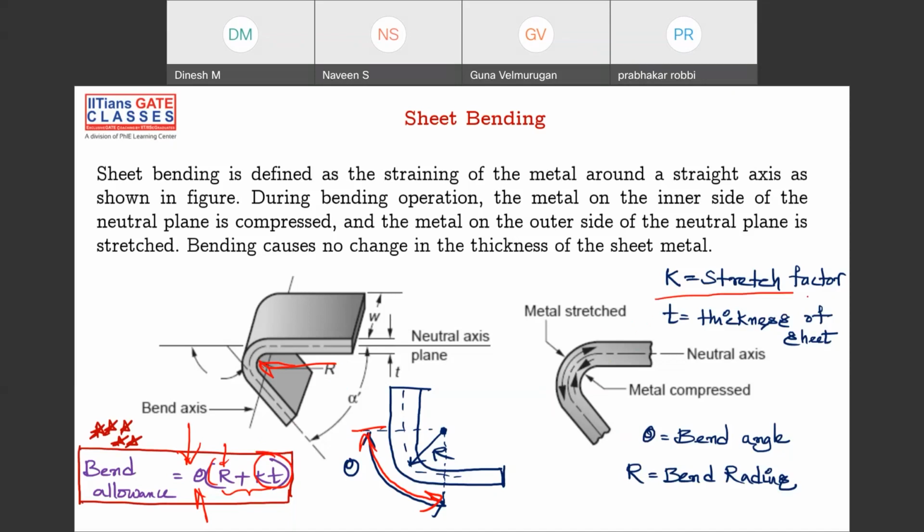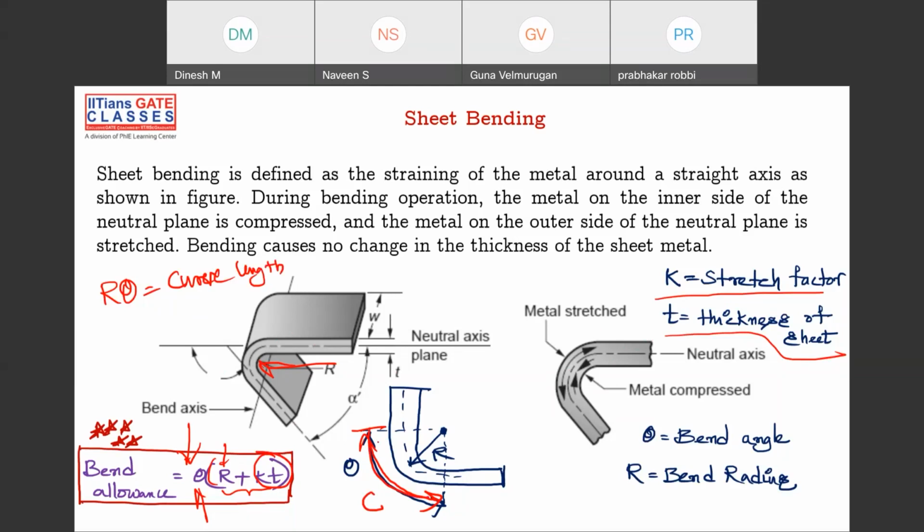Okay, K is the stretch factor, and T is the thickness of the sheet. What is theta into R? Sorry, R theta. What is R theta? R theta is nothing but the length of this curve. Am I right? R theta is the length of the curve. Curve length.